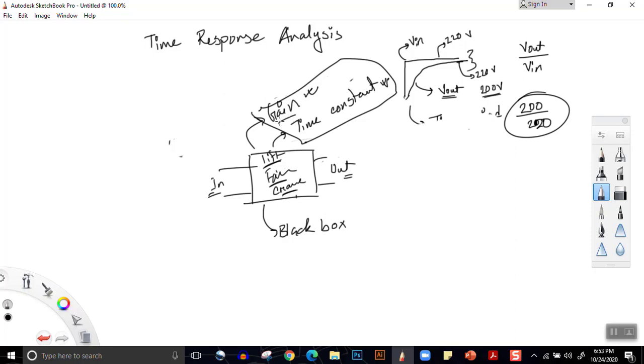The equation is in terms of gain and time constant. So any system can be defined by two variables, gain and time constant, and our first responsibility would be to measure the gain and time constant. So at this stage, let's move to the software part of it.